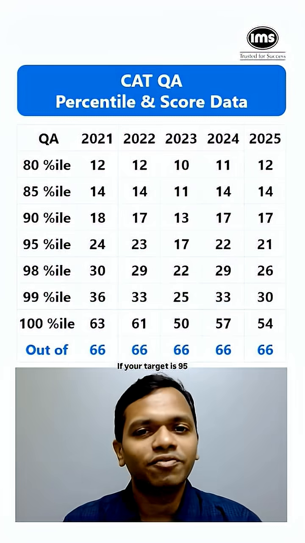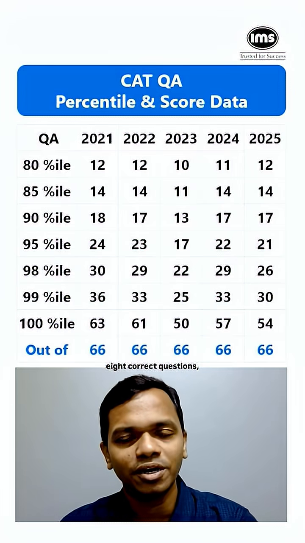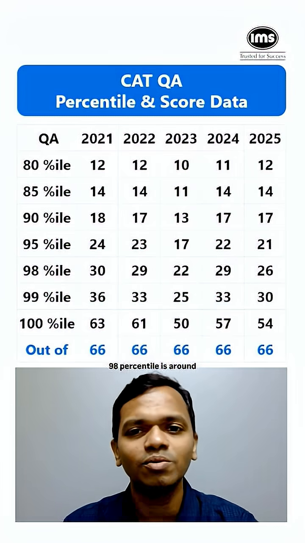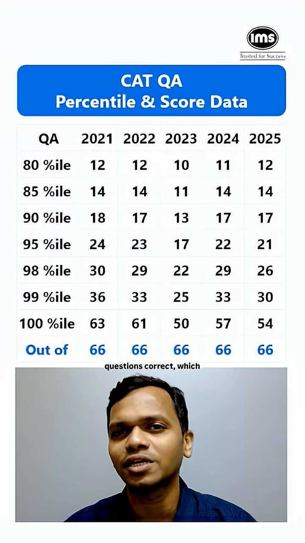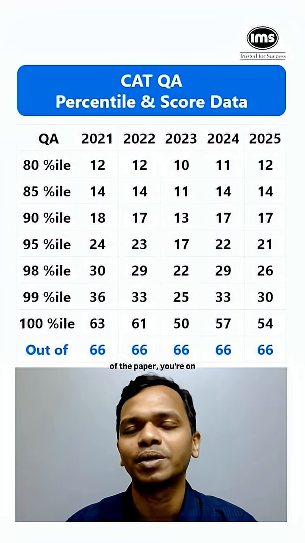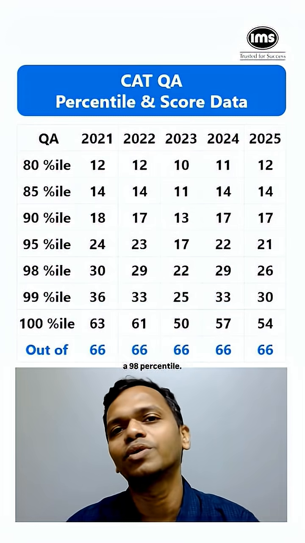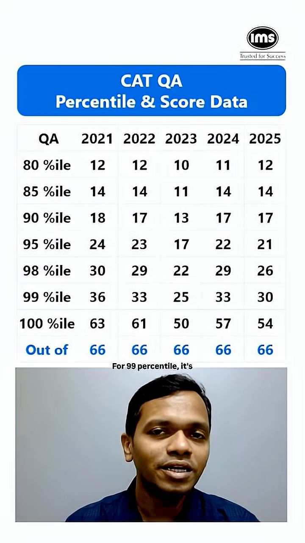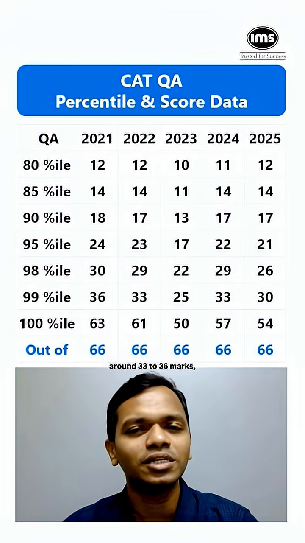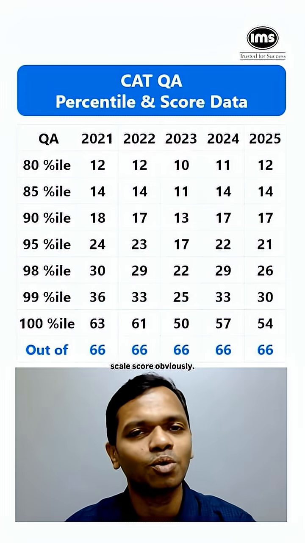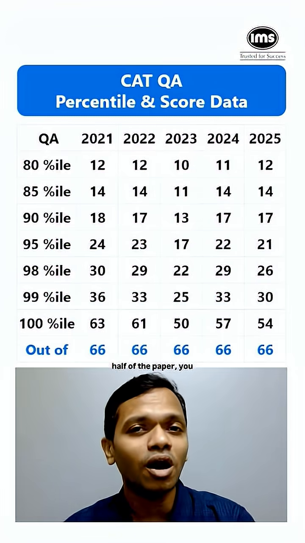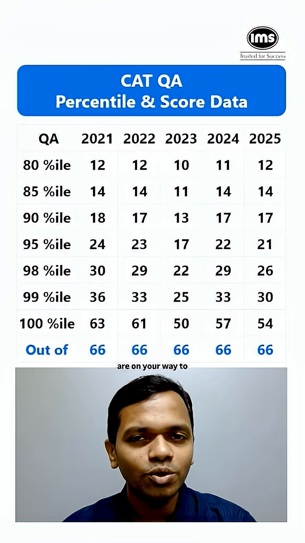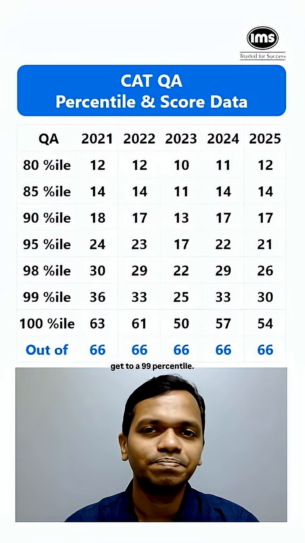If your target is 95 percentile, 7 to 8 correct questions, 98 percentile is around 9 to 10 correct questions. So if you do 10 questions correct, which is very close to half of the paper, you're on your way to get to a 98 percentile. For 99 percentile, it's around 33 to 36 marks, scaled score obviously. So that's 11 to 12 correct questions roughly. So if you can do half of the paper, you are on your way to get to a 99 percentile.